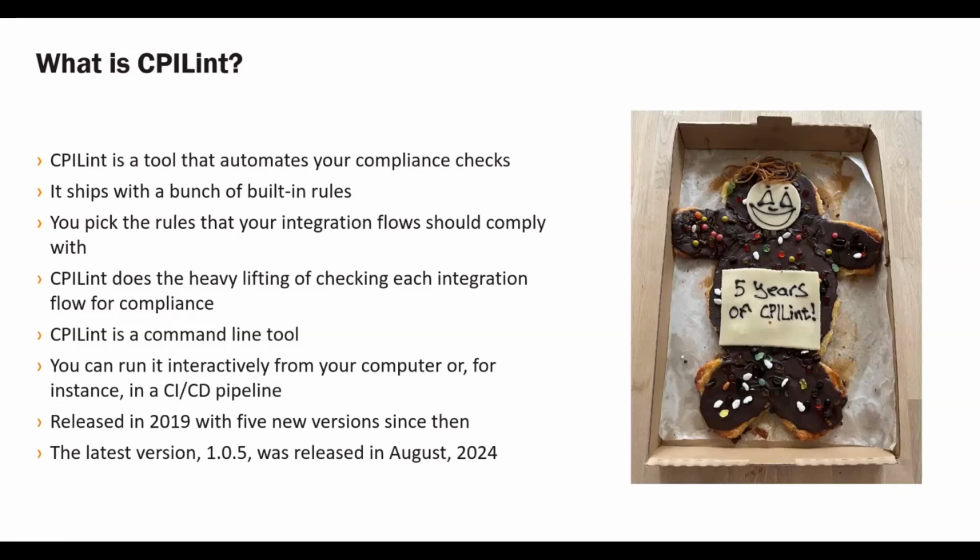So with that bit of context, I can better answer the question, what is CPI Lint? It's a tool that automates those checks I just talked about. It ships with a number of rules built in that you can choose from, set up the rules you want to check, and then the tool does all the hard work of going to your tenant, going to each integration flow, going through the rules, giving you a report of were they compliant or not.